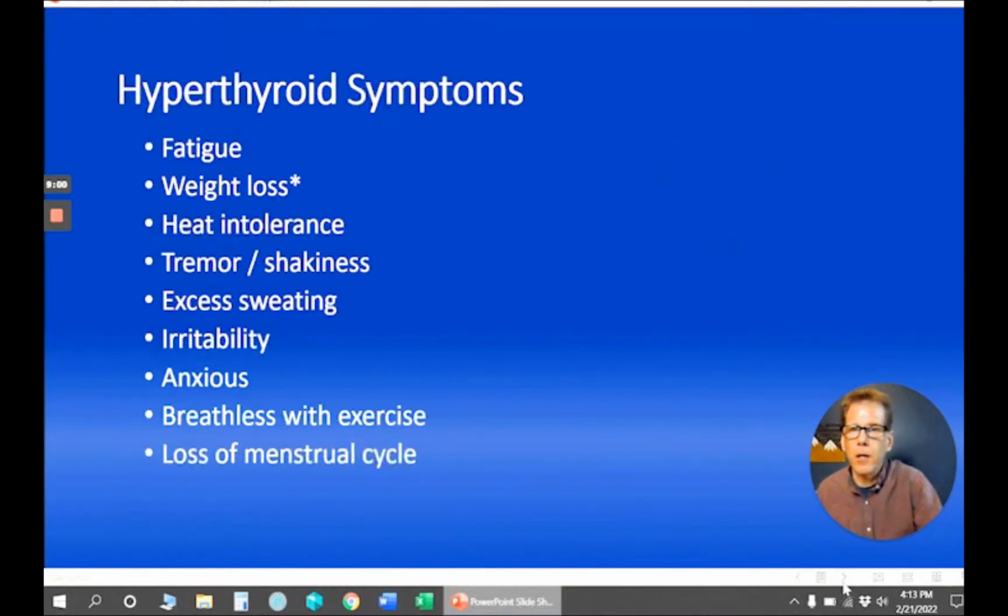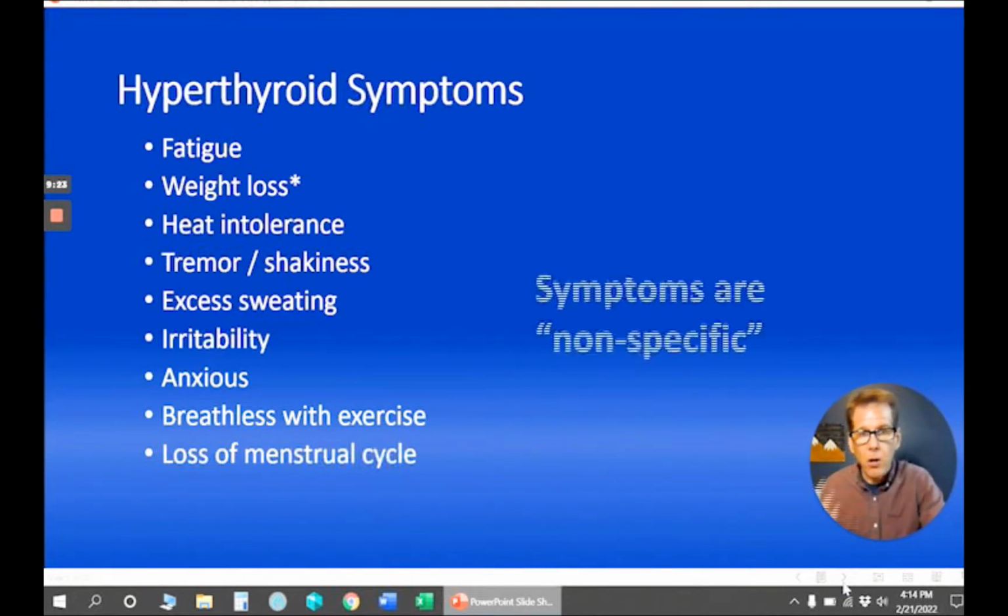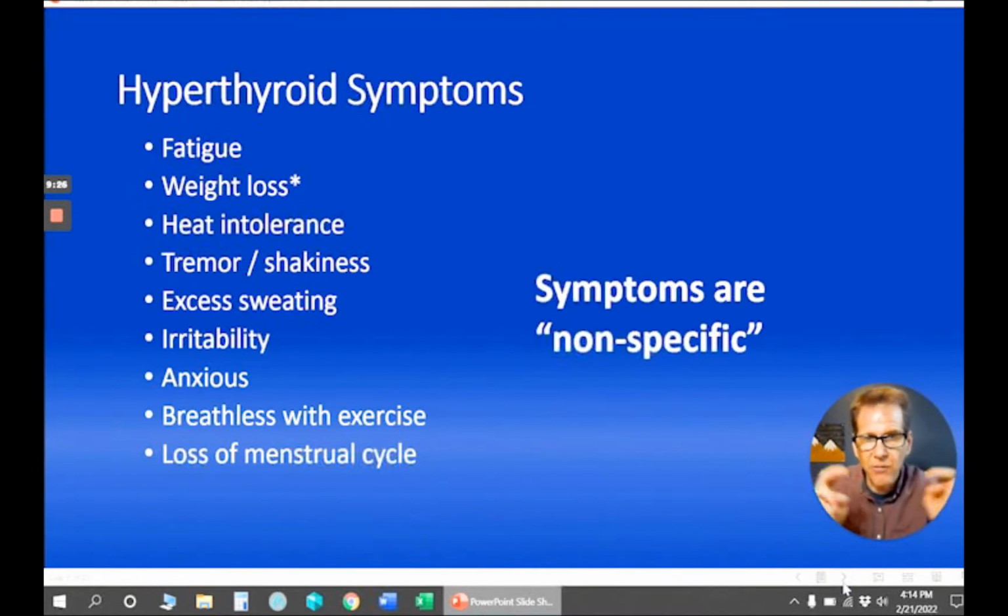Okay, deep breath here. So what are symptoms of hyperthyroidism? So there's a long list of symptoms: fatigue, weight loss, feeling hot all the time, shaky or sweaty, heart racing, irritable, anxious. Sometimes people will feel a little breathless with exercise. For women, the menstrual cycle may stop or reduce in frequency. And one of the things about all of these symptoms is they're what we call non-specific symptoms. This simply means that they're not specific for the thyroid. So many people can have similar symptoms.